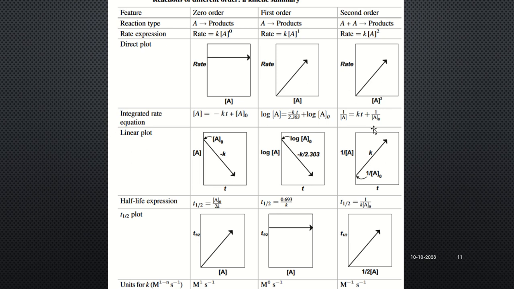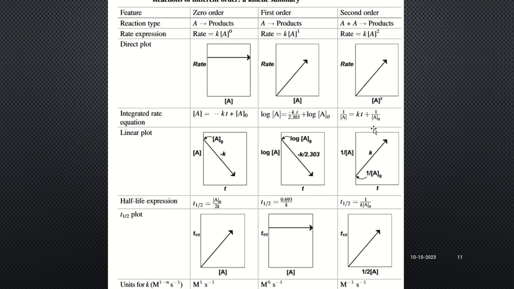But if you see the second order reaction, it requires A plus A. So you can write like this. If you see the rate expression, it is K into A to the power zero for a zero order reaction, so A to the zero. Similarly, for the first order reaction you write A1. Similarly, in a second order reaction, the rate will be A2 or A squared.